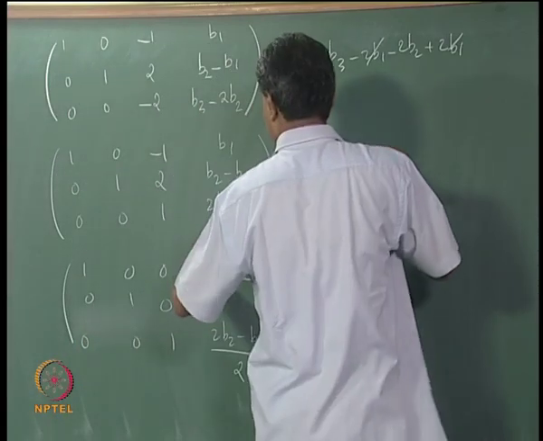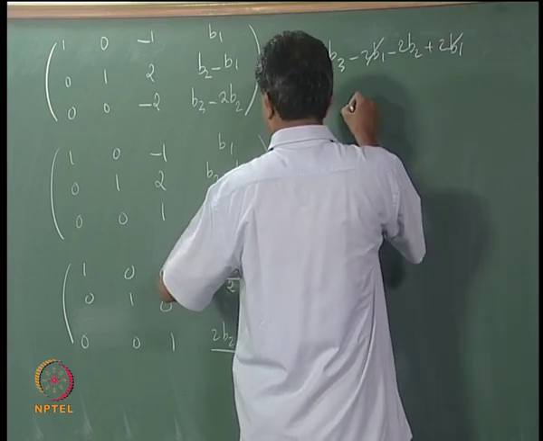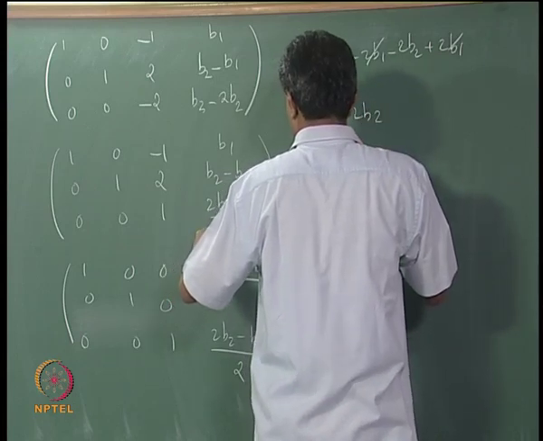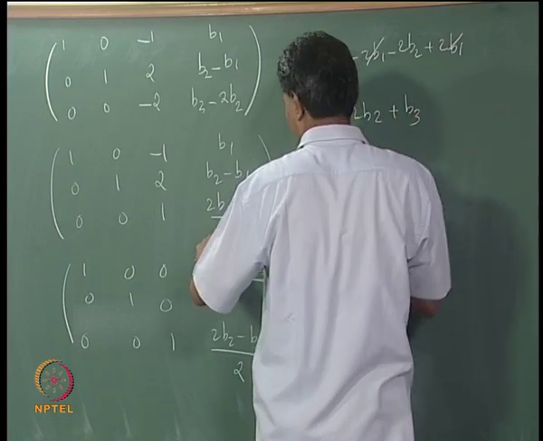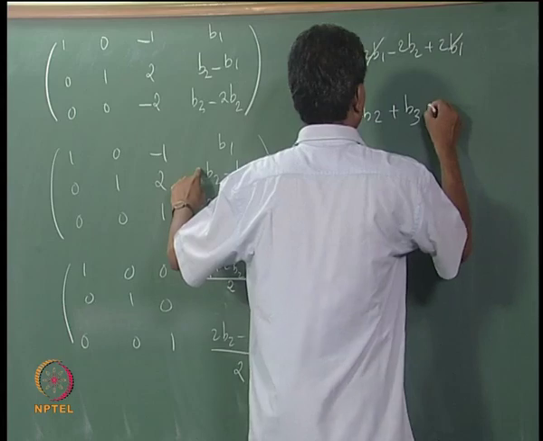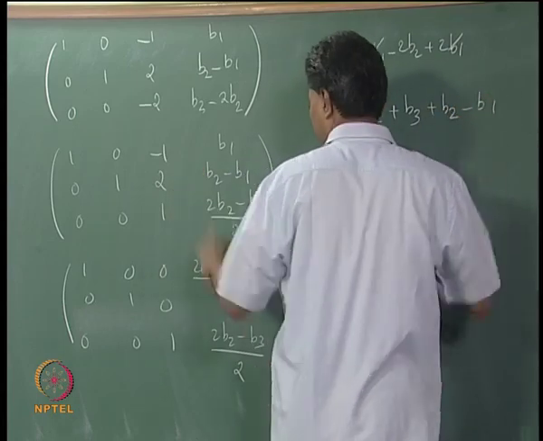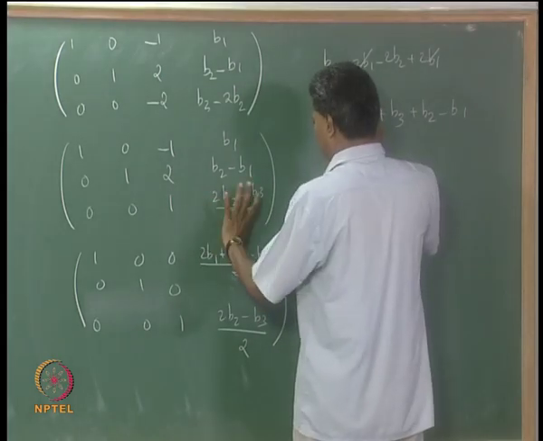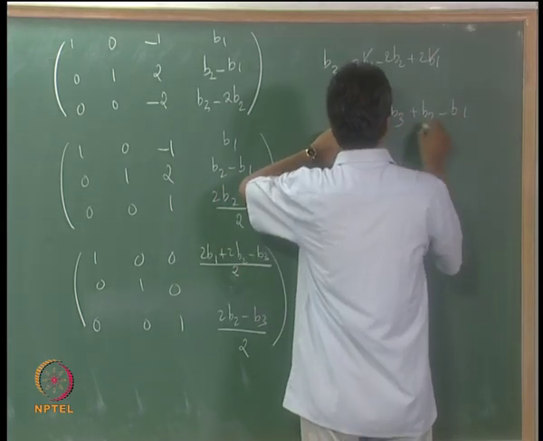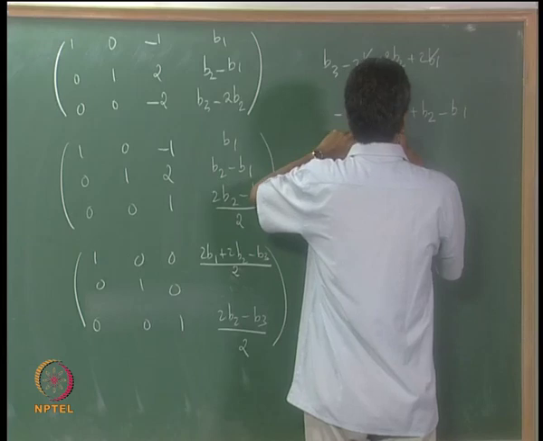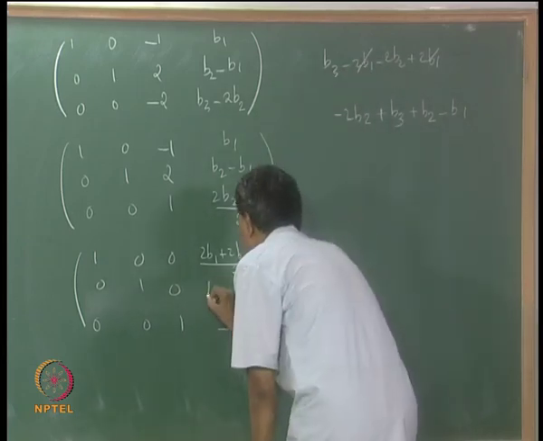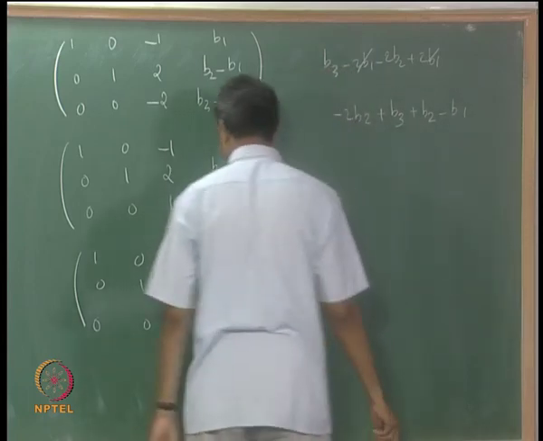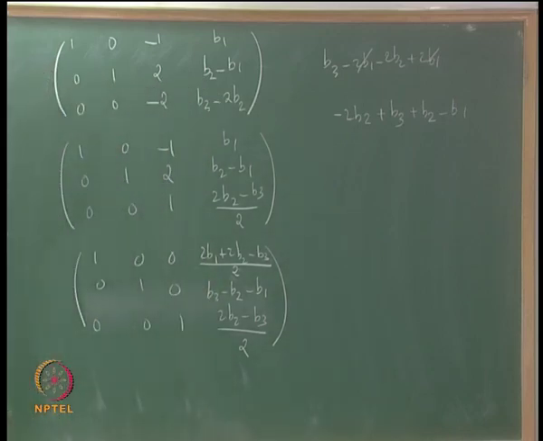Okay, what are the calculations? Minus 2 times this, minus 2 B2 plus B3, minus 2 times this, plus B2 minus B1. Is that okay? Minus 2 B2. Minus 2, that becomes plus B3. Yeah, so that is B3 minus B2 minus B1. That is this entry. Okay.